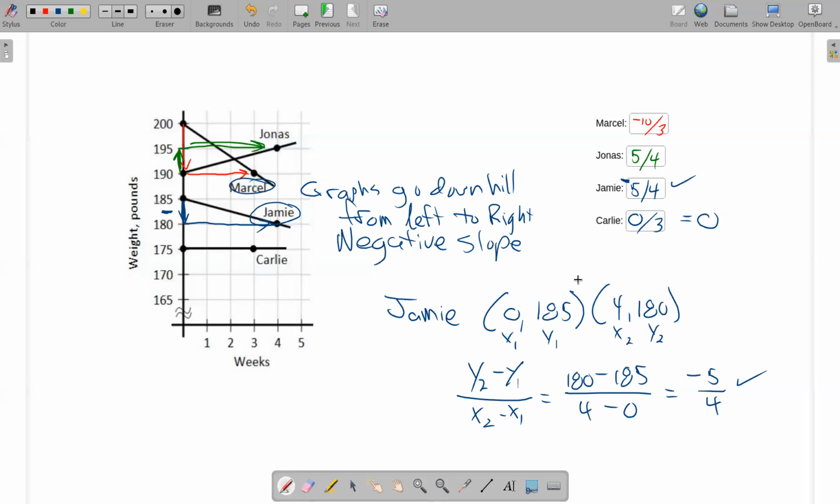Does it matter if you get the points in the wrong order? Yes and no. If you're consistent, it does not. So by that, what if I started with the 185 first and then subtracted the 180? Well, since I wrote that number first in the top, I would have to write the 0 first in the bottom and then do a minus 4. And the important thing is that the y's are in the top and the x's are in the bottom. And then the third thing to get the slope right is your points line up vertically.